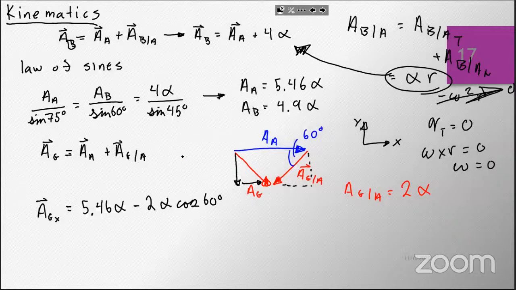And I want to break this into components too. I want the x component. It's negative because it's pointed to the left. If this angle here is 60, well, then that one's got to be 60 in there. We can simplify this through our math. We have 4.46 alpha. I can do the same thing in the y direction.